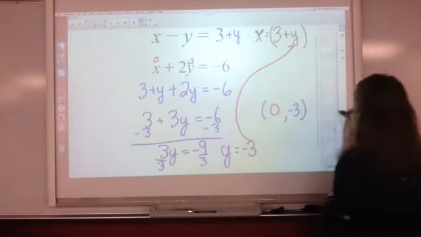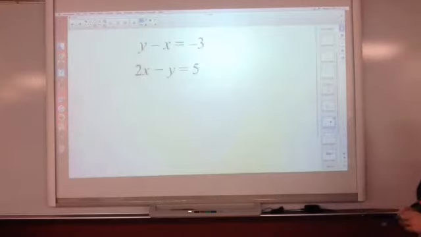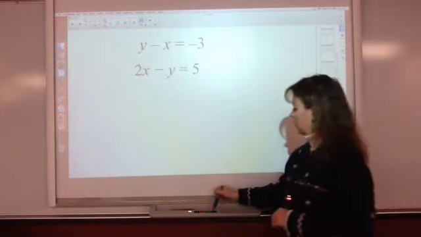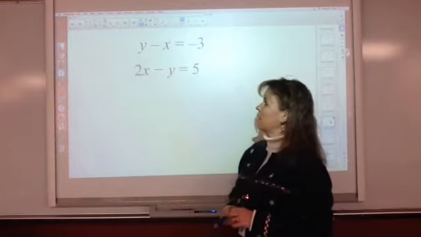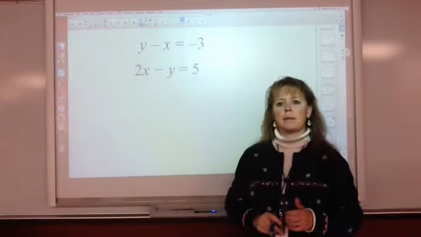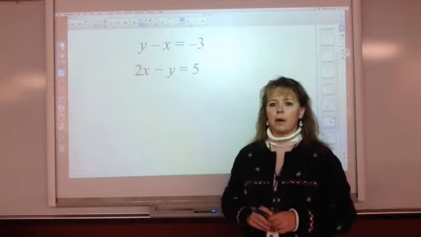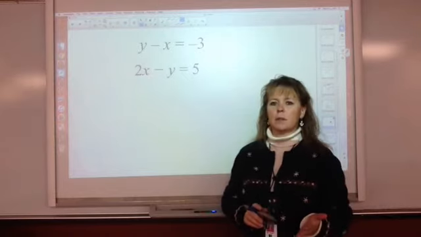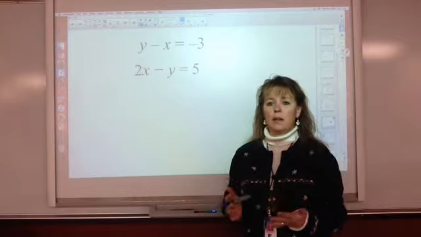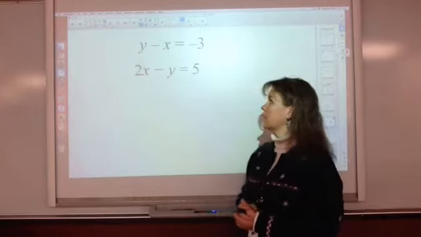Last one. Y minus x equals negative 3. 2x minus y equals 5. Pause it. Take the time to write that down. Again, step 1, finding a variable to get by itself. Sometimes this is the hardest part of starting a substitution problem. On day 1, it was much easier because it was already done for you. It was set up. It was isolated.